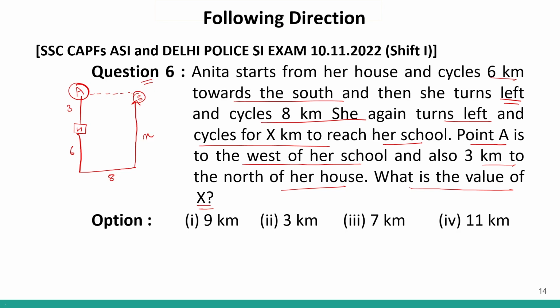Now, over here, if school falls in the same line as A, that means this distance x will be equal to how much? This distance plus this distance. So 6 plus 3, which will give us 9 kilometers. So our answer will be option number 1, 9 kilometers.